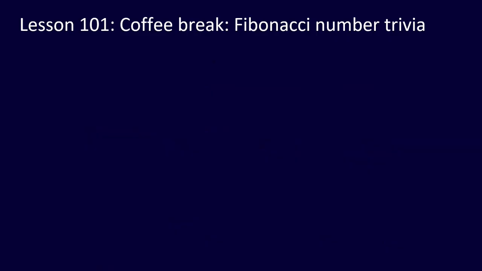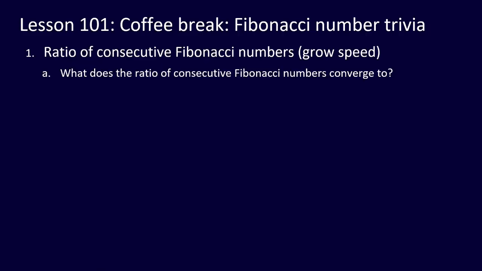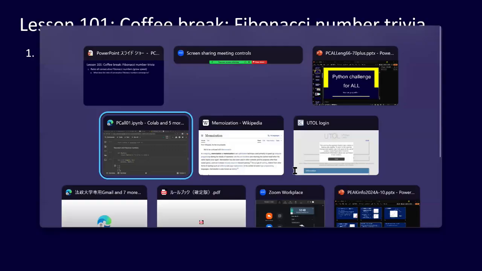Okay, so today, we have done lessons up to 100. So today is lesson 101, a coffee break. I'll give you some trivia about Fibonacci numbers. One is that, as I mentioned several lessons before, the ratio of consecutive Fibonacci numbers, which means how fast it grows one by one, the growth speed. Did you try to find out what the ratio of consecutive Fibonacci numbers converges to? So let's go back to the code and see.